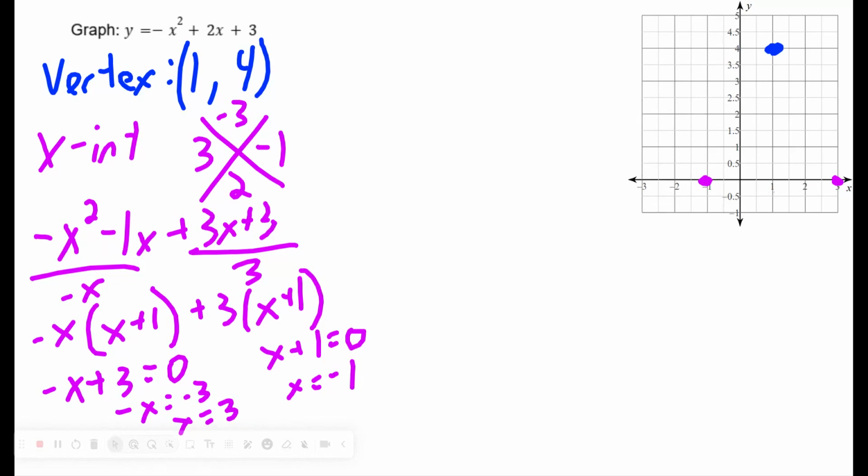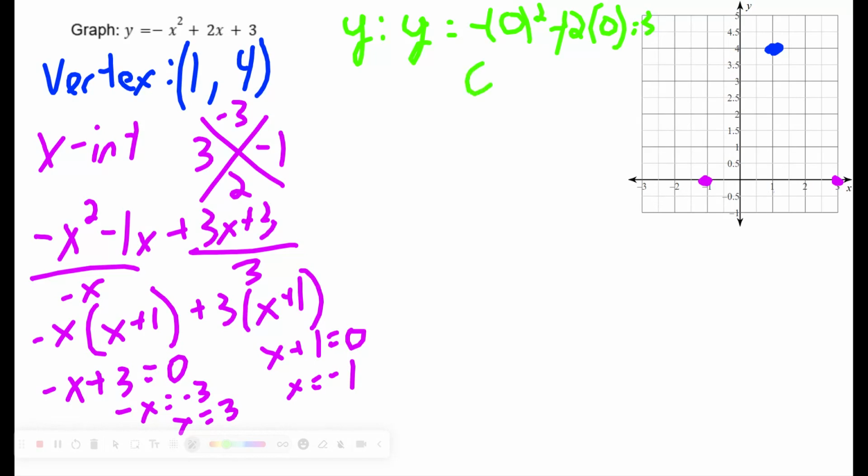All right, let's look at our y-intercept. The y-intercept is when x is equal to 0. So y equals -0 squared plus 2 times 0 plus 3. 0 squared is 0, -0 is 0, plus 2 times 0 is 0. So we got 0 plus 3. I think our y-intercept is going to be at the point (0, 3).